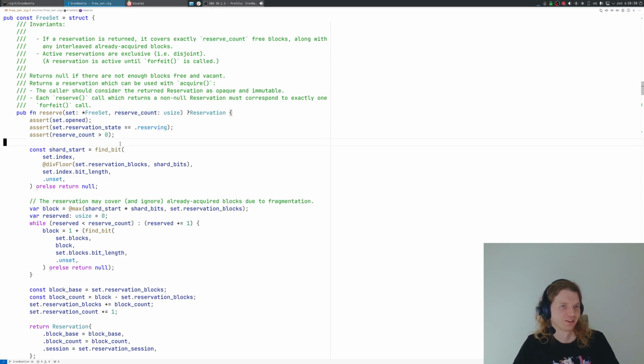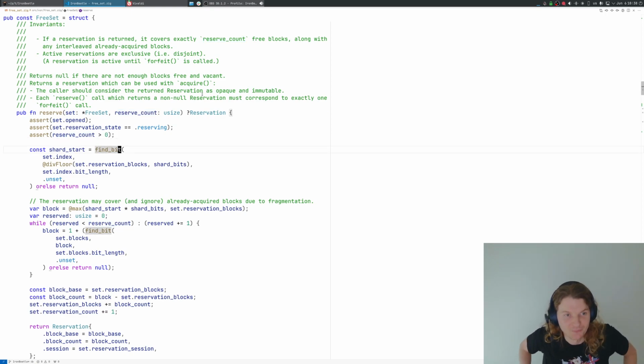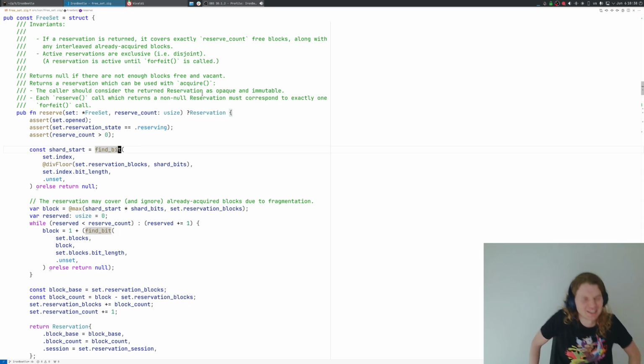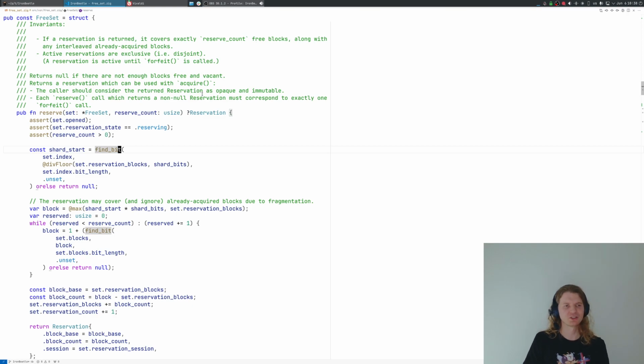So this is actually nasty and complicated, because what you would naively do is just go through your FreeSet from the start and count how many free bits there are until you have counted exactly reserve count. But that's going to be slow. That's going to be linear. So we use a certain index data structure on top of our FreeSet.